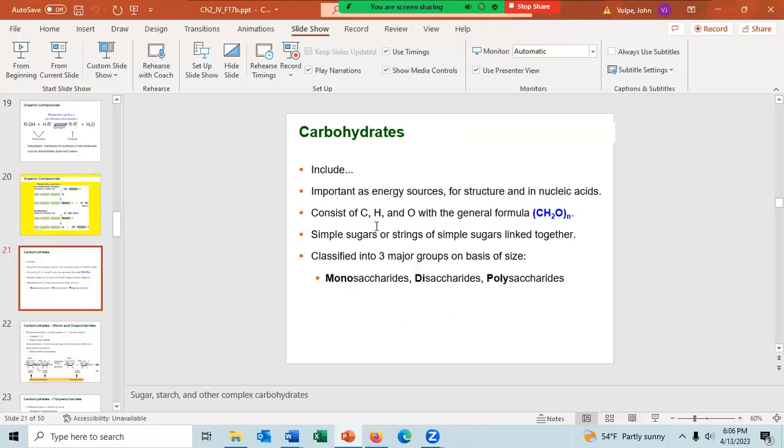Carbohydrates consist of carbon, hydrogen, and oxygen, but not in any ratio. Carbohydrates tend to be in this general formula: for every 1 carbon, there are 2 hydrogens and 1 oxygen. So for every carbohydrate, we can simply write CH2O in parentheses and then put n for the carbohydrate. Like for glucose, this would be CH2O in parentheses and then 6. So glucose is C6H12O6. Any question about that?